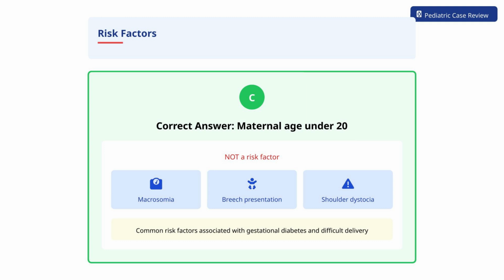Maternal age under 20 is not a specific risk factor for Klumpke's palsy. The main risk factors include macrosomia, which is often associated with gestational diabetes, breech presentation, which can lead to arm traction during delivery, and shoulder dystocia that may require additional maneuvers during birth, increasing the risk of brachial plexus injuries.